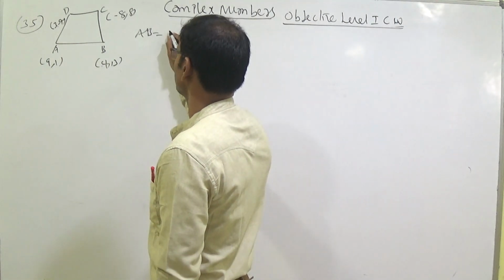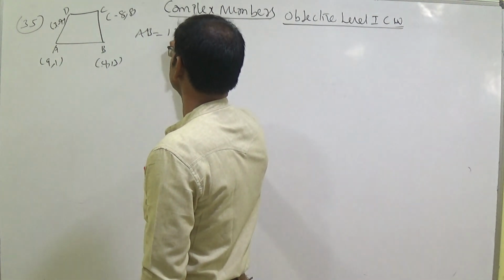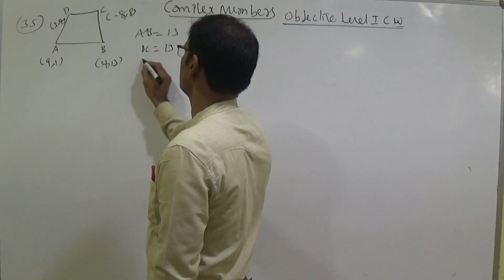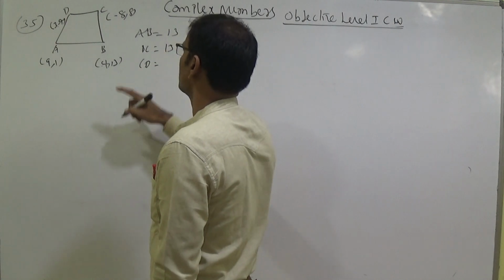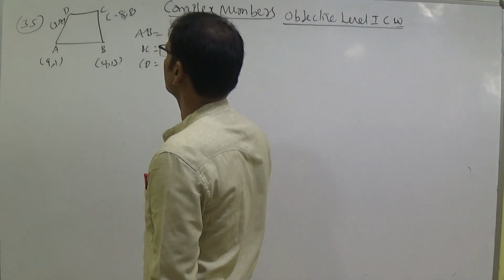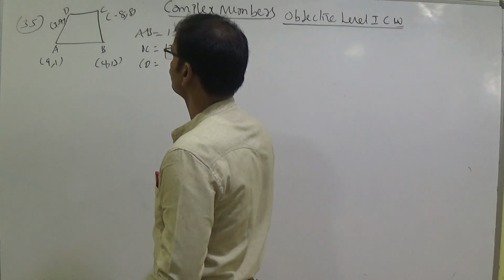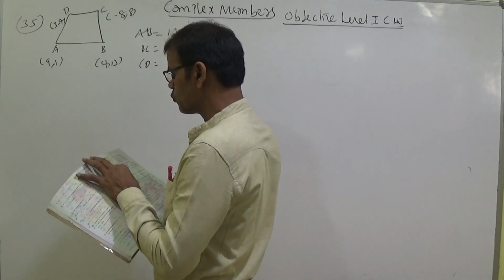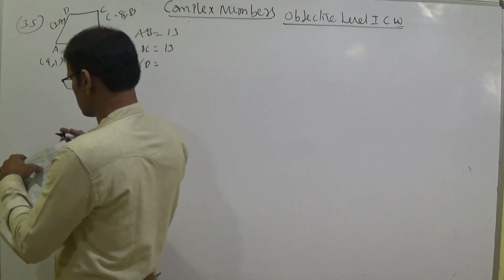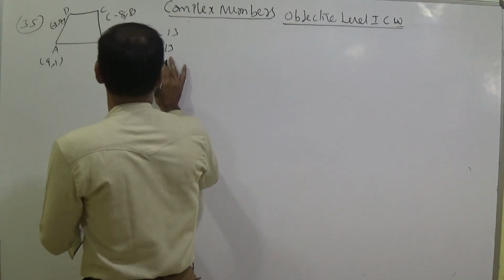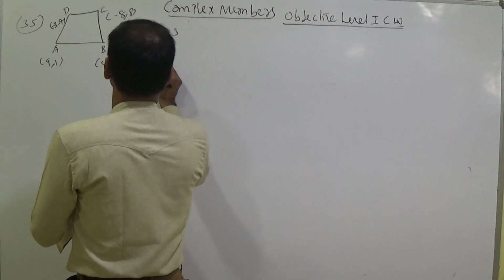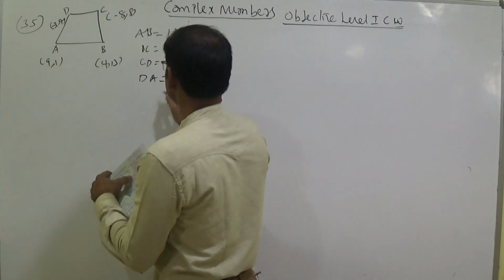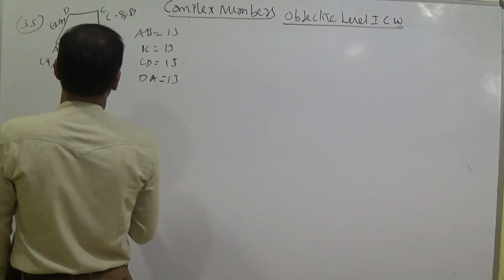AB: 9 minus 4 whole square, 25, plus 144, it is 13. Next BC: 4 plus 8 whole square, of course it is 13. CD: minus 8 plus 3, minus 5 whole square is 25, 25 plus 144, it is 13. And DA is equal to 9 plus 3, of course it is also 13. Maybe rhombus or square.